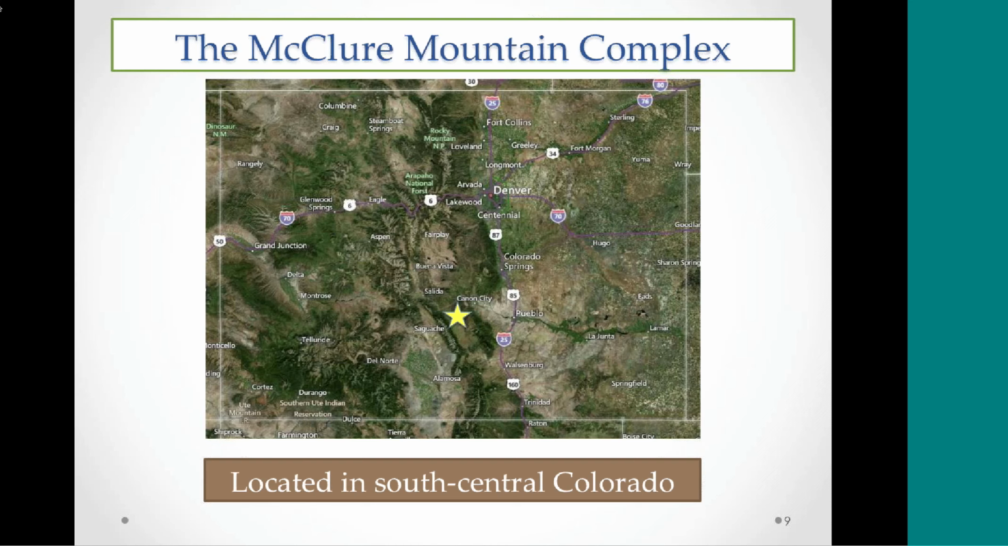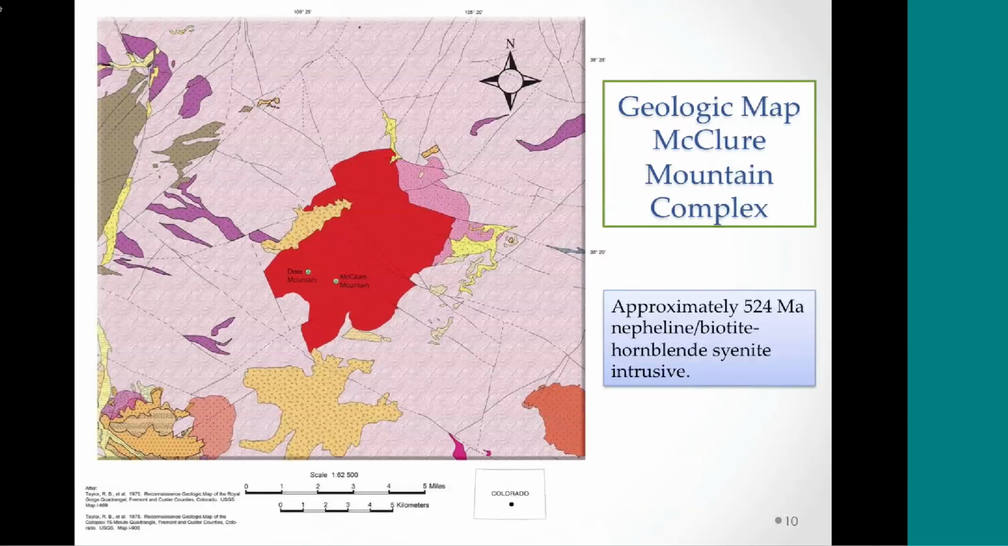So this is the location of the McClure Mountain Syenite. It's in south central Colorado, about 13 miles west of Canon City, by the little dot of the star here. And this is a geologic map of the McClure Mountain Syenite that I constructed using an overlay of two older USGS geologic maps. You can see the red is the unit, and it's approximately 524 million years old. It's a nepheline biotite syenite hornblende intrusive to the area.